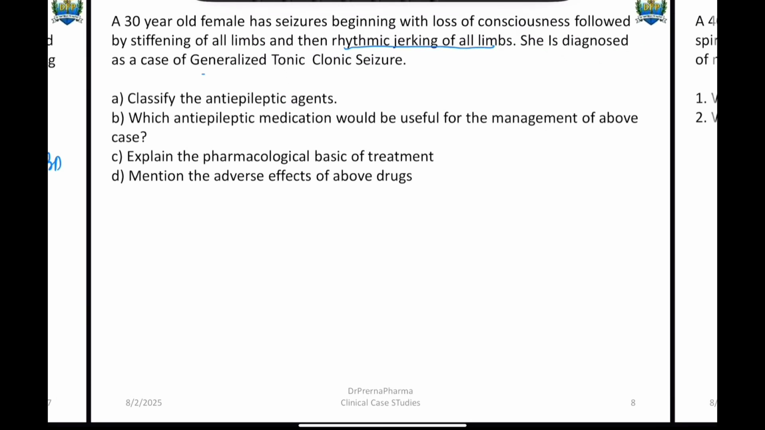rhythmic jerking of all the limbs. So she is diagnosed as a case of generalized tonic-clonic seizure. So that is GTCS epilepsy. Now classify the anti-epileptic drugs.